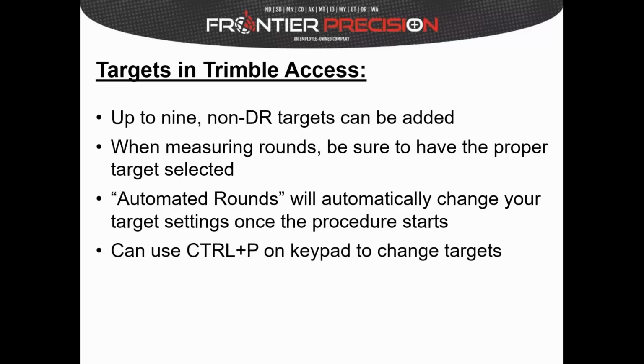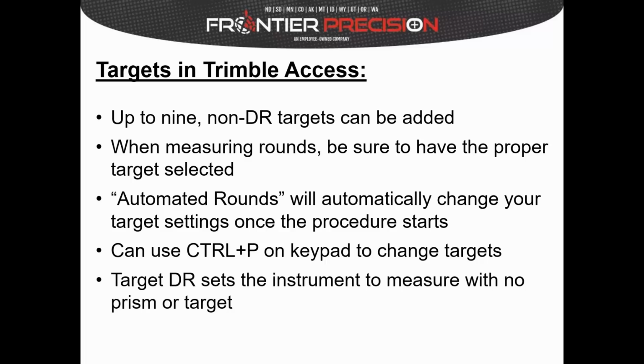Also, to quickly change targets, if you're not a tap on the screen kind of person, you can use the Control P button on your keypad to change targets. And then you probably noticed there was a target DR option on the list. If you don't know what that is, it stands for direct reflex, and that basically allows your total station to take measurements on surfaces that maybe you can't get to with a prism or a target. So maybe you have a connection point on a power pole or a window corner on a third story floor or something like that. You can switch it to DR. You can manually aim to what you want to shoot and hit measure, and it'll take a measurement without a target.